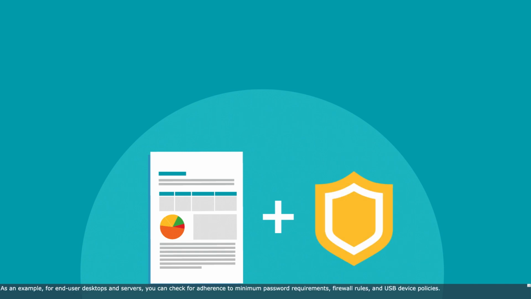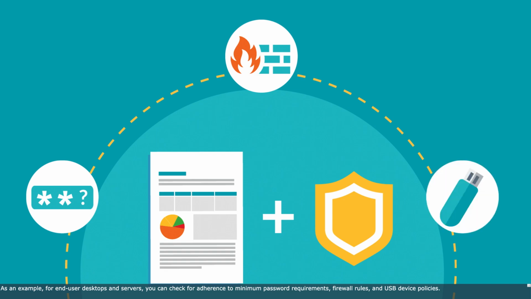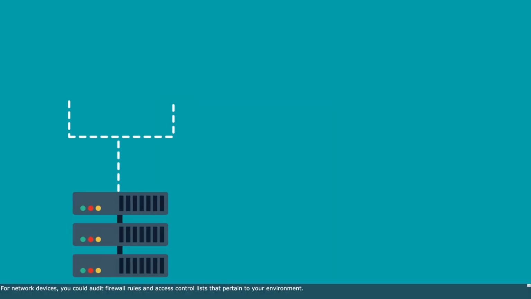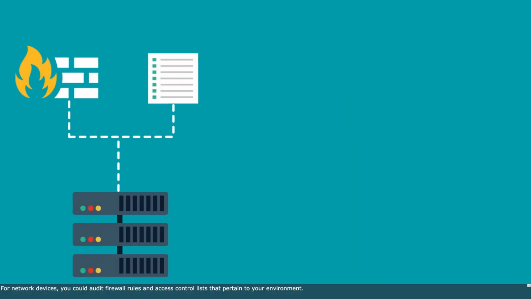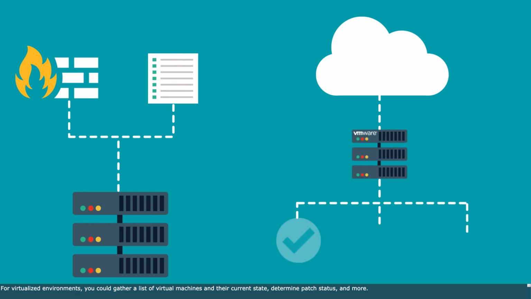As an example, for end-user desktops and servers, you can check for adherence to minimum password requirements, firewall rules, and USB device policies. For network devices, you could audit firewall rules and access control lists that pertain to your environment. For virtualized environments, you could gather a list of virtual machines and their current state, determine patch status, and more.